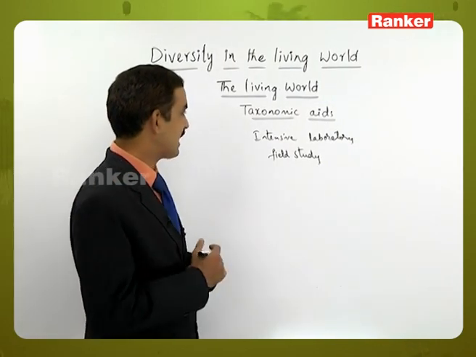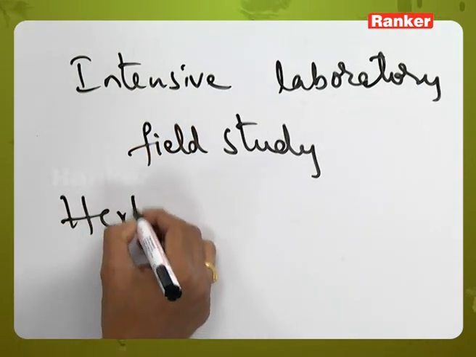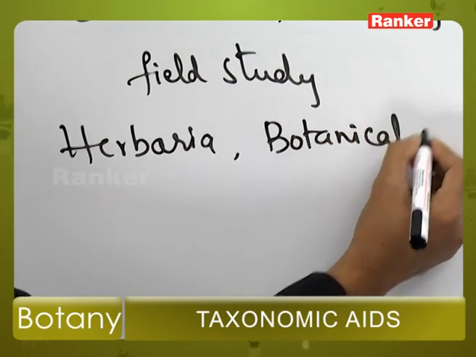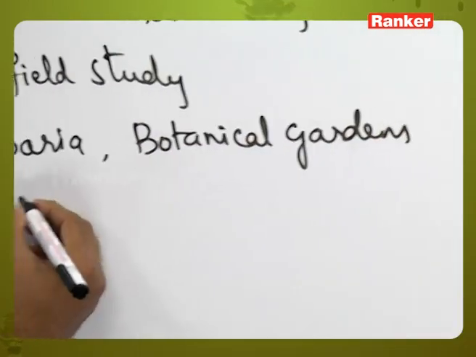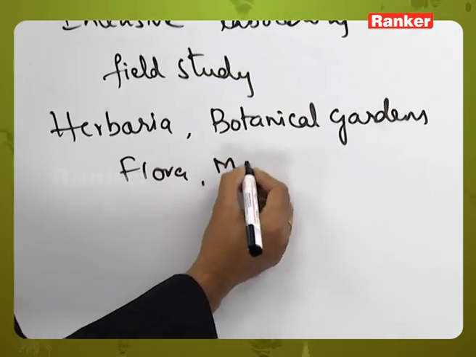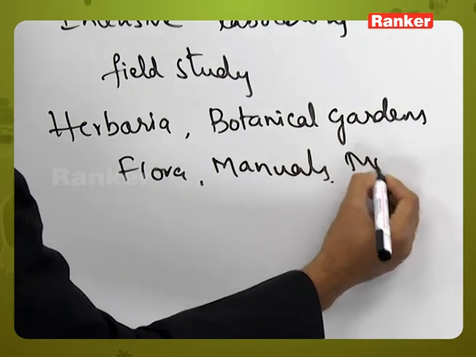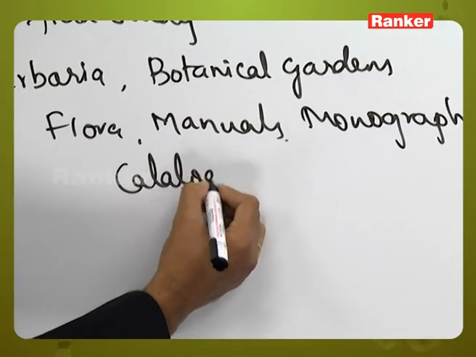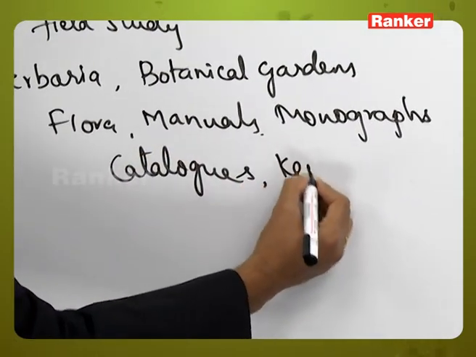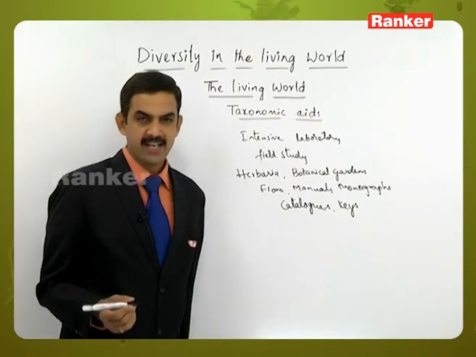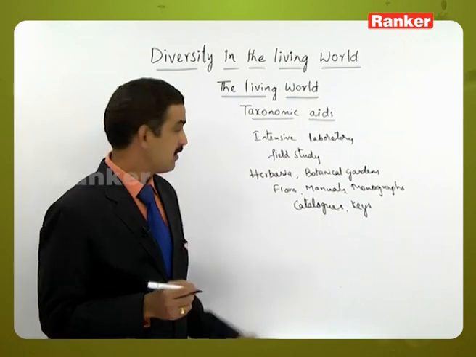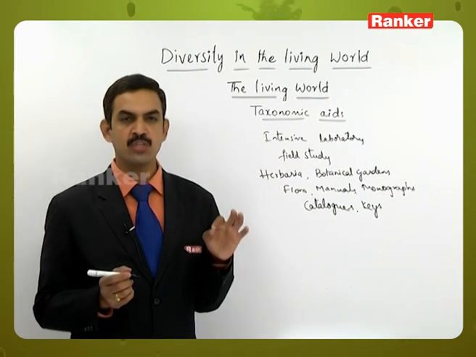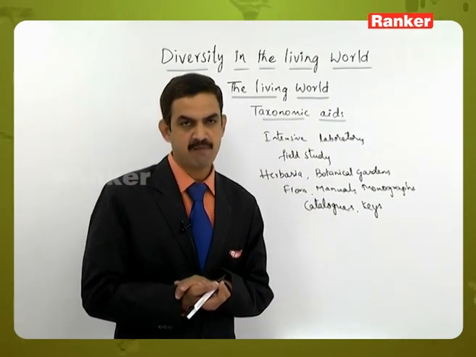So let us start with the various types of taxonomic aids such as herbaria, botanical gardens, flora, manuals, monographs, catalog, keys, etc. These are various types of taxonomic aids which help in the correct identification of the plants. Further, as we said, intensive laboratory and field study is very much necessary to give authentic and correct information related to the identification of the plants.